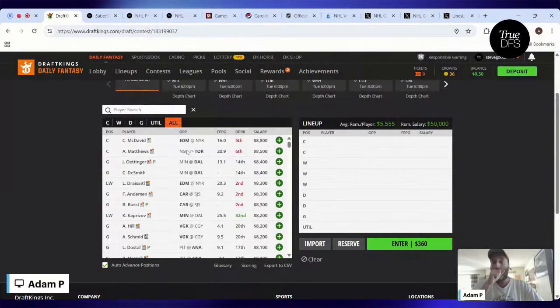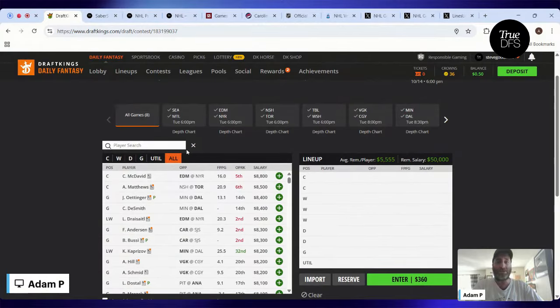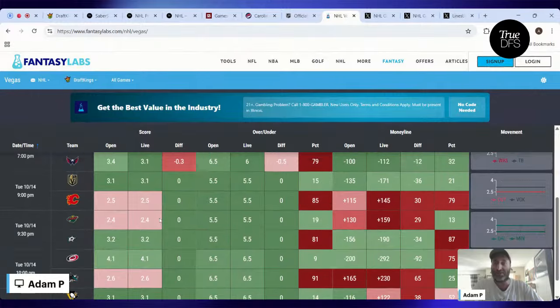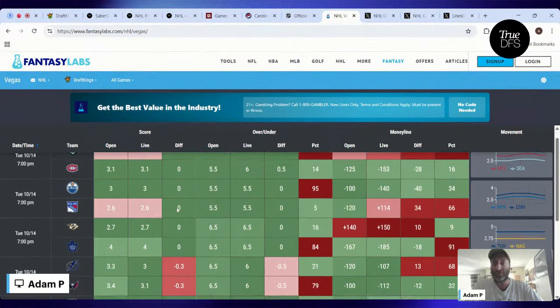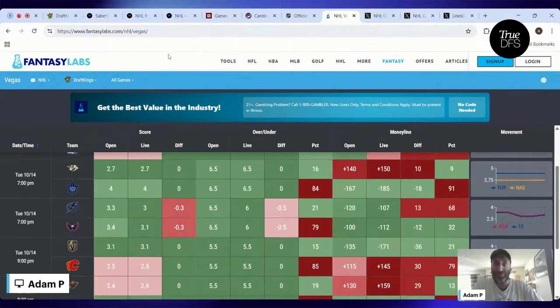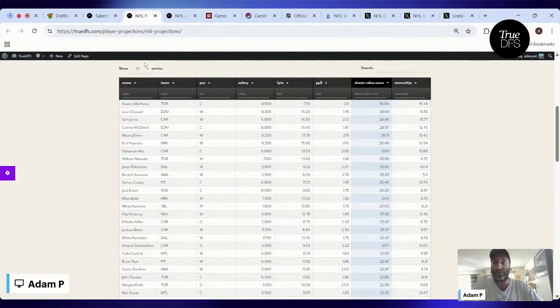Edmonton's not going to look that great. What's their total in New York? It's a 3 total, but they have huge upside, right? Edmonton is sort of a matchup-proof kind of team. So let's say we wanted to get those two top guys. You could go Matthews and Nylander too.